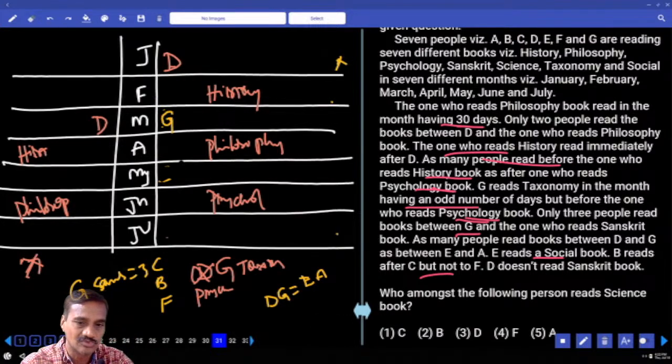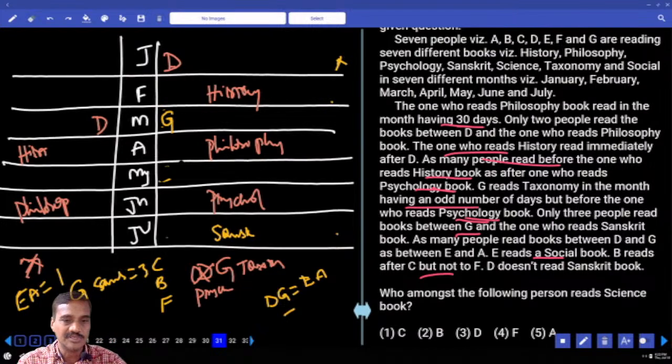Tell me where Sanskrit is, given G here. There are 3 persons in between G and Sanskrit. Sanskrit is here, isn't it? Then D and G, 1 person. E and A, 1 person. Now in between E and A, there must be exactly 1 person. And G is taxonomy, and D is taxonomy. And next one is G and Sanskrit, there are 3 persons. And E and A, there is exactly 1 person. And E reads social. Now you cannot have E at this place, and we cannot have E at any one place.